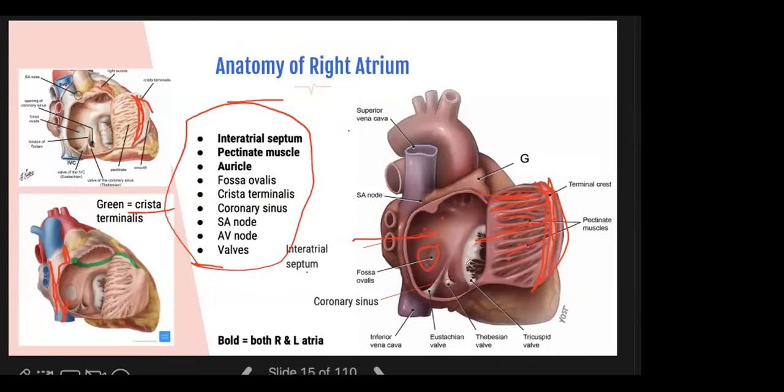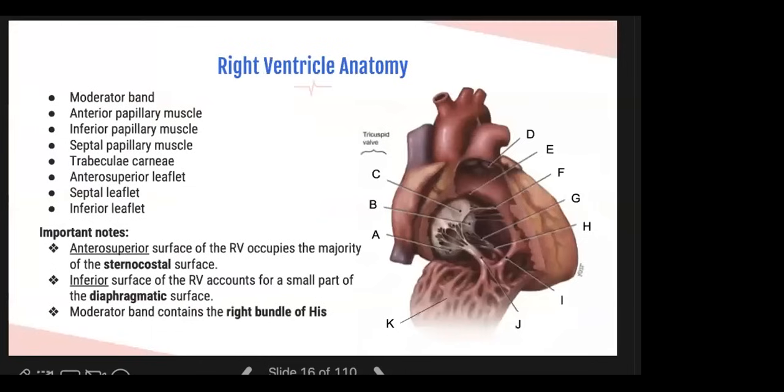And as we said before, remember how we said the coronary sinus drains into the right atrium? This is right here, the coronary sinus. And this is, of course, the SA node. It's right near the SVC. This right here is what we call the right auricle. And that's pretty much it for the right atrium. So moving on to the right ventricle.